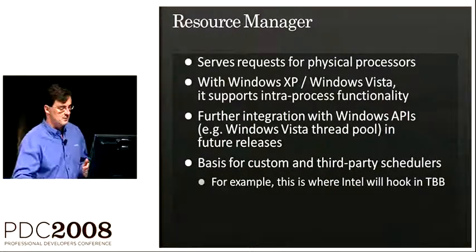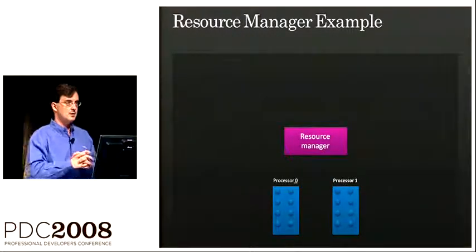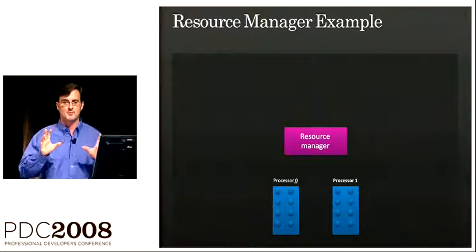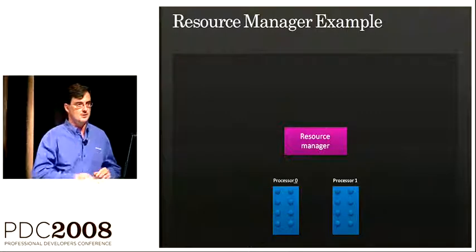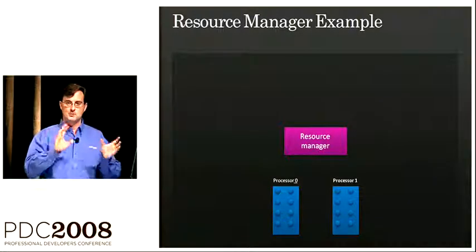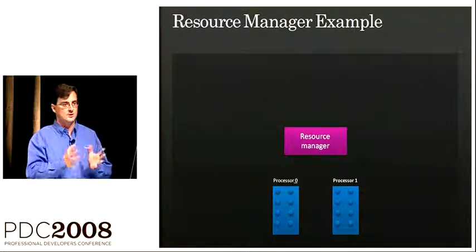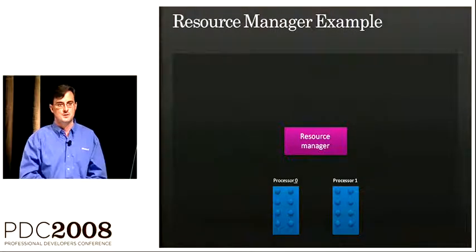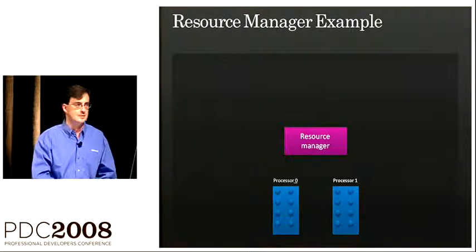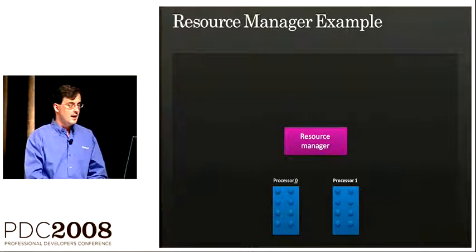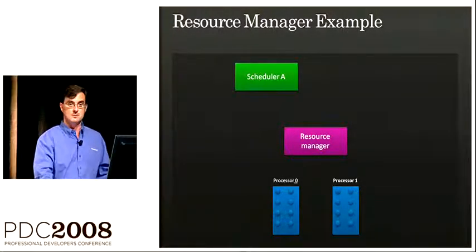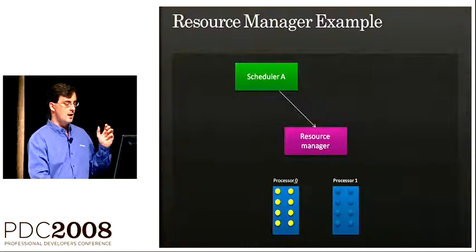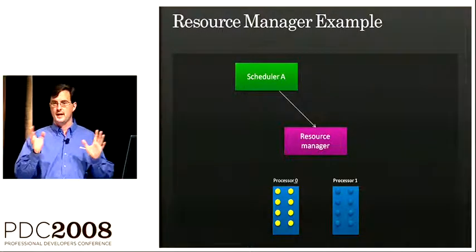Okay, I already spoke to the last point here. Let me just show you by an example of what the resource manager will be doing here. And this goes to James' point about multiple schedulers, like TBB having a scheduler, PPL having a scheduler, and OpenMP perhaps having a scheduler. If they're integrated with a resource manager, we will have, for example, a scheduler A come in and say, I need between 1 and 8 processors.